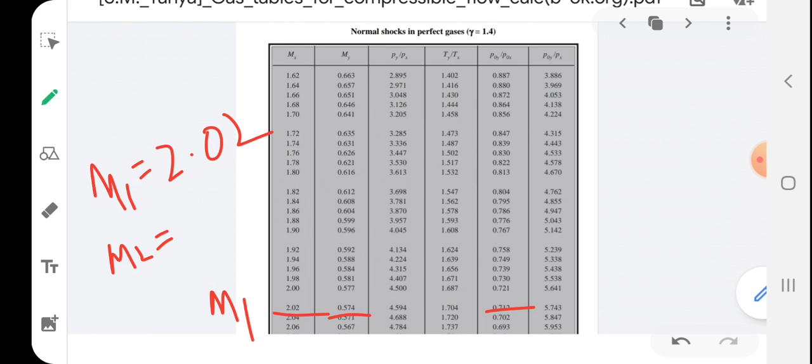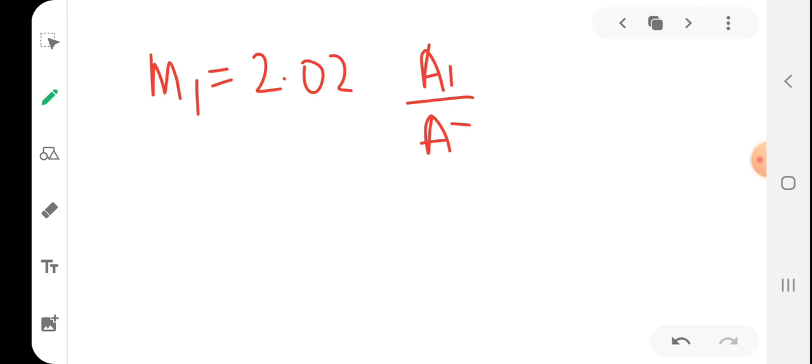M2 is obtained as 0.574, so M2 is not required here. Now what are we asked to find? We are asked to find the location of the shock. Corresponding to M1 as 2.02, you can find A1 by A star from the isentropic table.